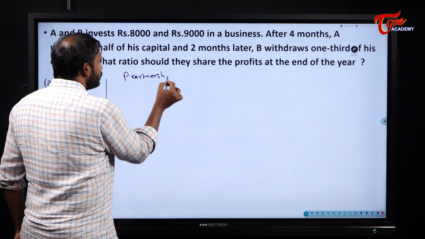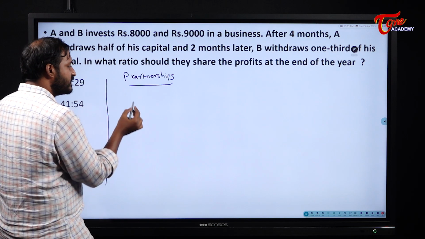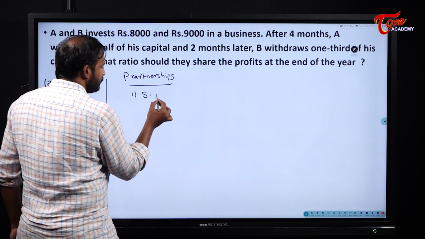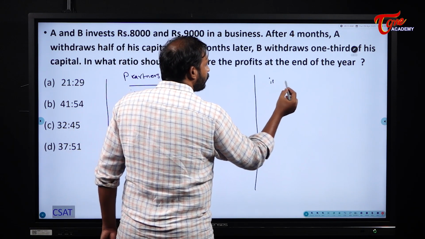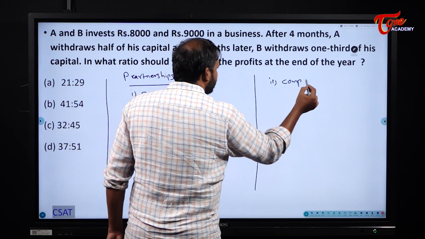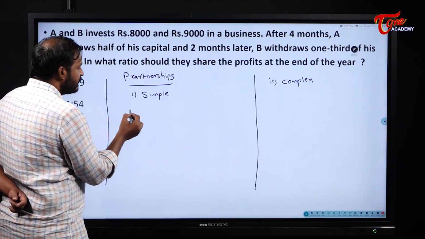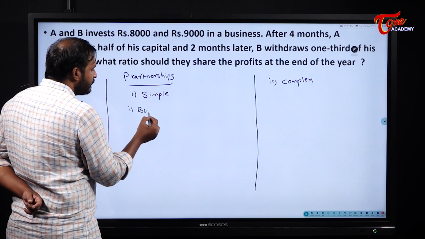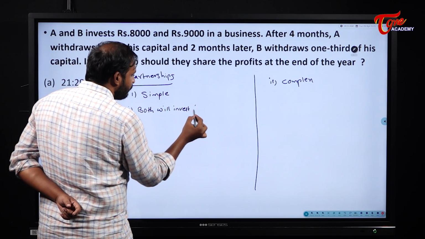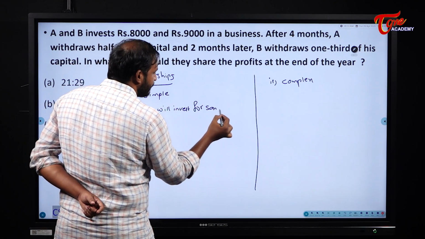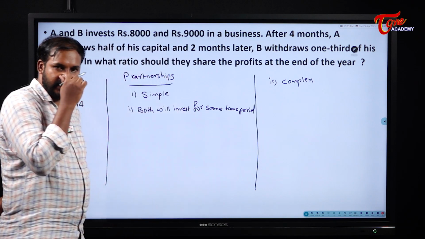the problems. Now in these partnerships, we will have two types of partnerships majorly, students. One is simple and the other one is complex, or compound, whatever it may be. We are naming it as simple and complex. What does simple mean? See here, here both will invest for the same time period. Both will invest for the same time period.